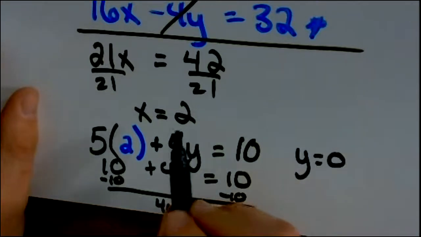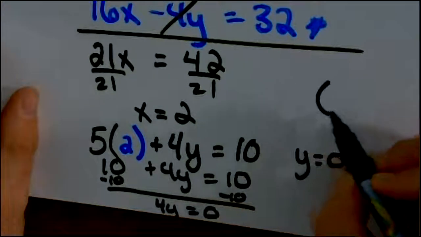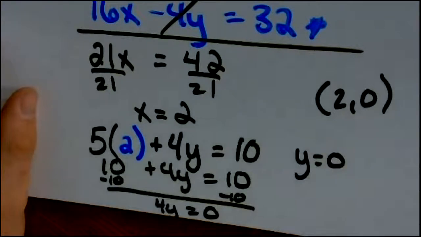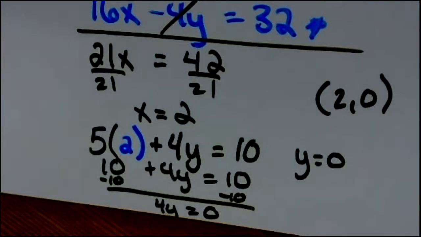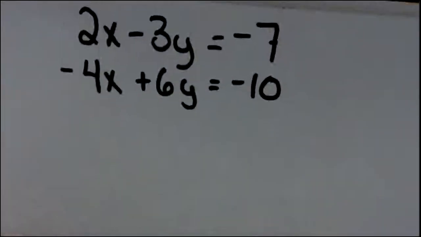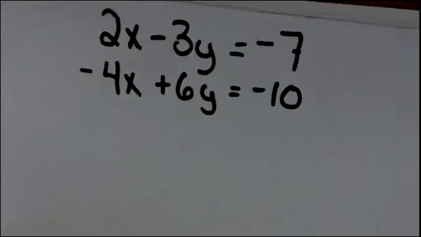So my x was 2, my y was 0. I'll write my solution as an ordered pair, 2, 0. Right? So that's not too bad. Now, let's look at one of those special cases, right? So this is one of our special cases.